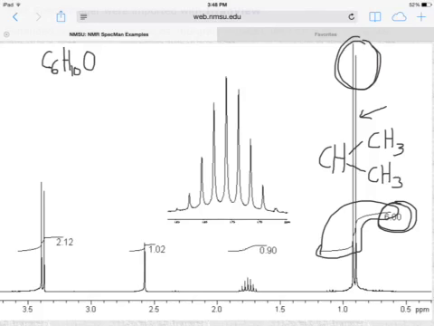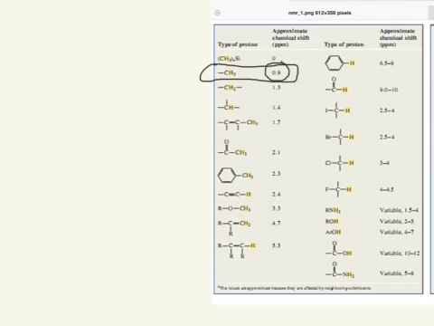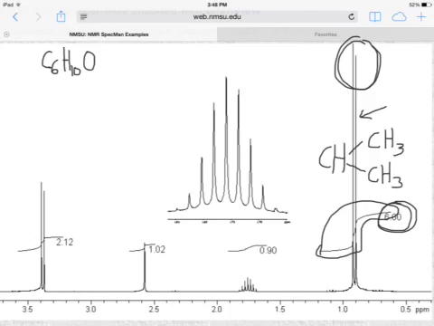Let's find out where that signal would be. On our table, here's the methine proton, and it should be about 1.4. And here's a signal in our NMR spectrum at about 1.4. Well, it's more downfield than 1.4. But I think this is the signal from this hydrogen, and I'll tell you why.